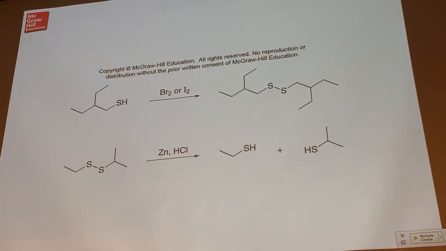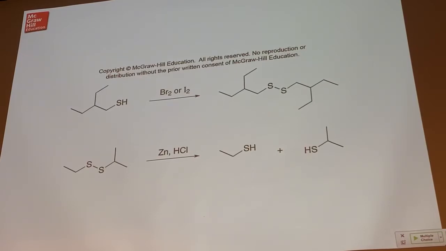So disulfide bonds are very common in nature, and nature is using other oxidants than bromine or iodine. That's what we would use in a flask. Different oxidants would be used in a cell, okay? And then you can also reverse the process. You can reduce a disulfide, adding hydrogen, using zinc as the reducing agent, and HCl as the source of the proton. We're not going to learn the mechanisms for these reactions.